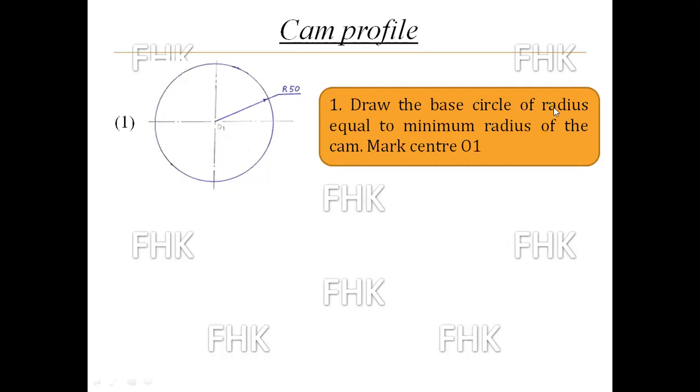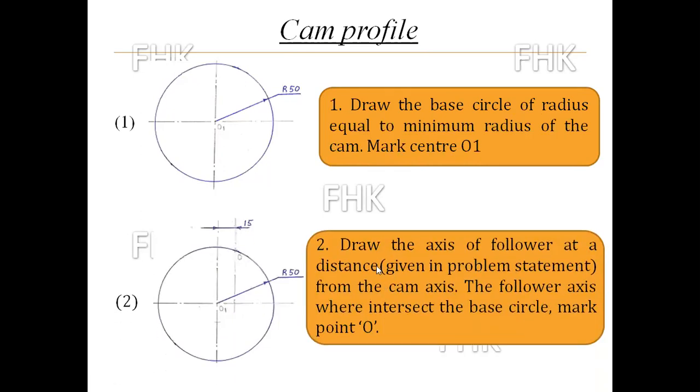So first step is draw the base circle of radius equal to minimum radius of cam and mark the center O1 and give the dimension as radius is equal to 50 mm. Second step, draw the axis of follower at a distance from the cam axis. This is the vertical line which is nothing but axis of knife edge follower, and in this problem statement that is given 15 mm. The follower axis where it intersects the base circle, mark that point as O.